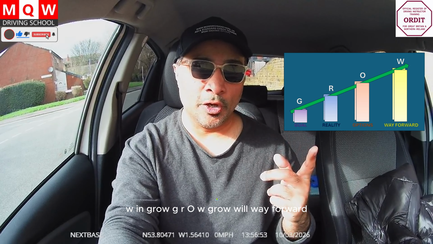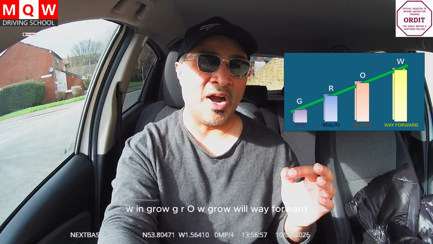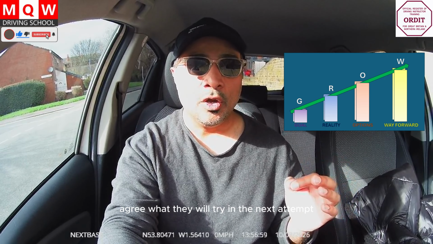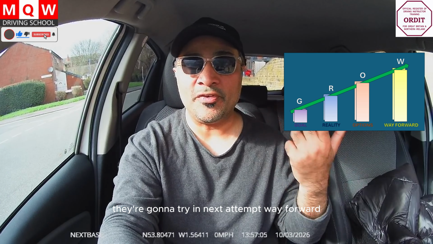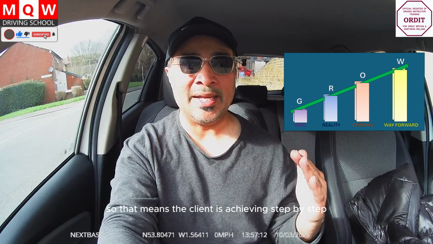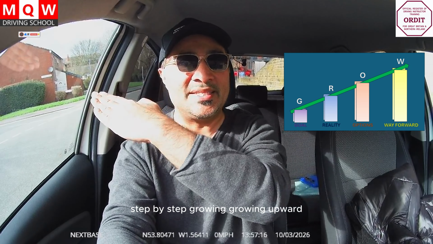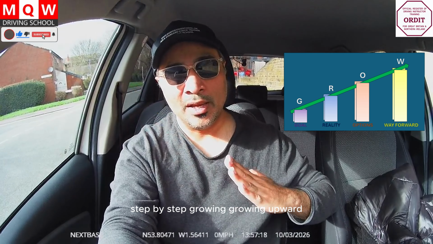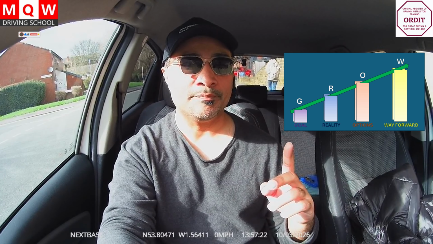W in GROW, will, way forward. Agree what they will try in the next attempt. What is the difference they're going to try in the next attempt? Way forward. How we can improve it in the next step. So that means the client is achieving step by step, growing upward, but slowly, in chunks, step by step.